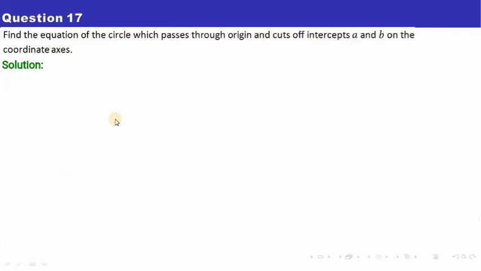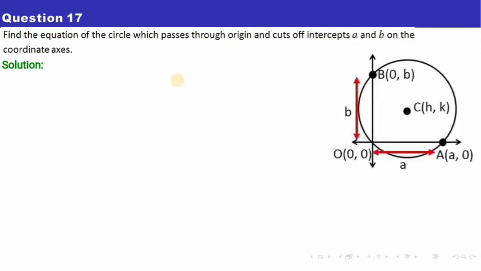Now let's have a look at question number 17. The question says, find the equation of the circle which passes through the origin and cuts off intercepts A and B on the coordinate axis. So let us visualize the problem here. My problem looks somewhat like this. The circle passes through the origin, as you can see here, and cuts off intercepts A and B on the coordinate axis.